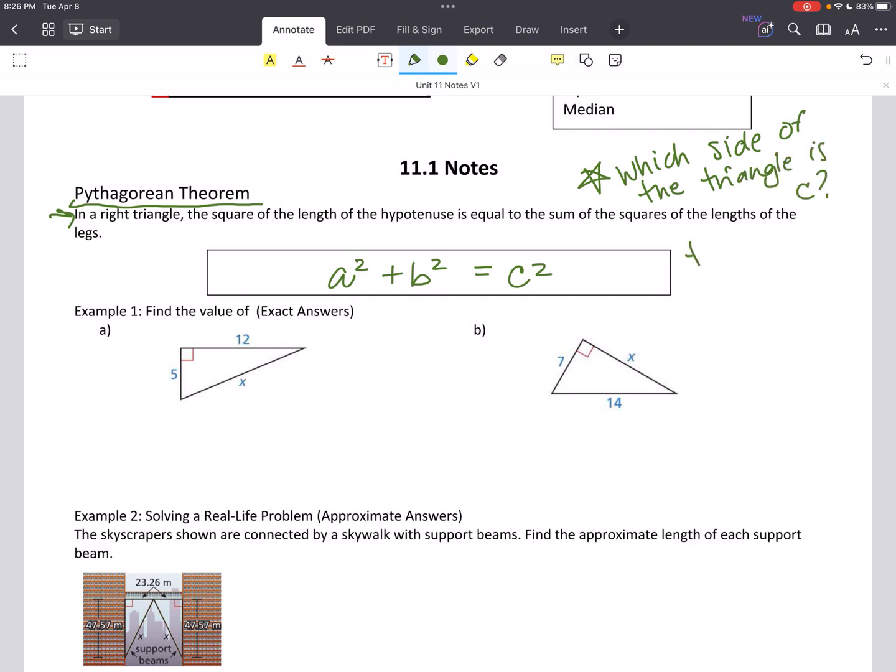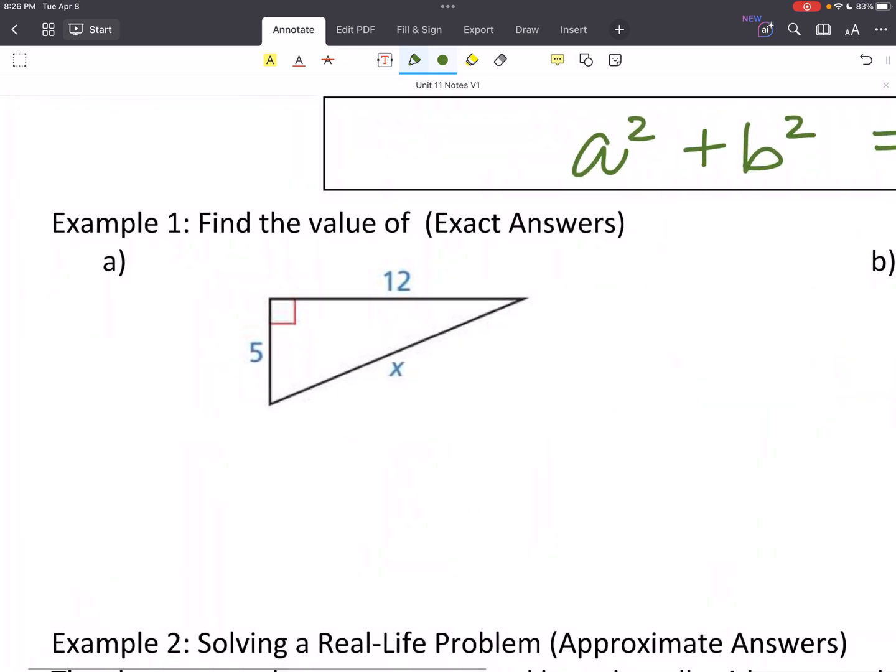And it is always the hypotenuse. Hopefully you guys know how to find the hypotenuse, but it's always across from the longest side. The longest side in any right triangle, let's go to example 1 down here, is always across from the right angle. The right angle, the 90 degrees, is always the biggest angle because the other two angles together have to equal 90 degrees for it to be 180 degrees inside a triangle.